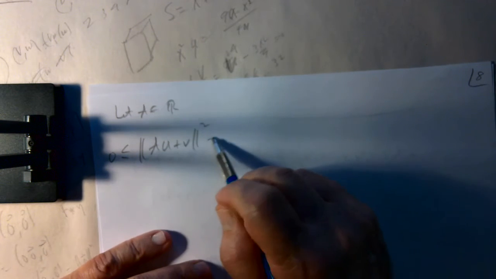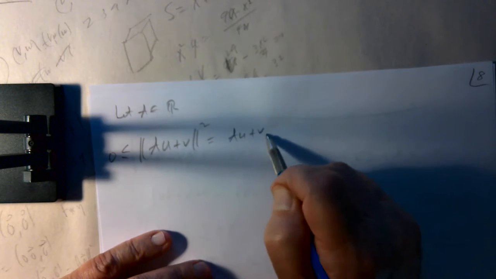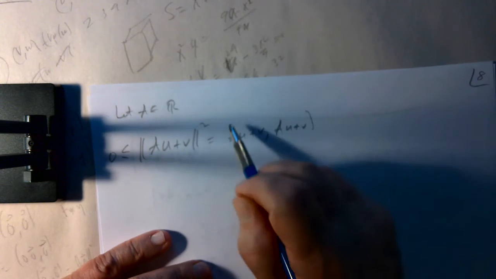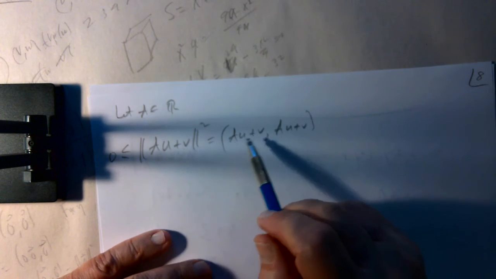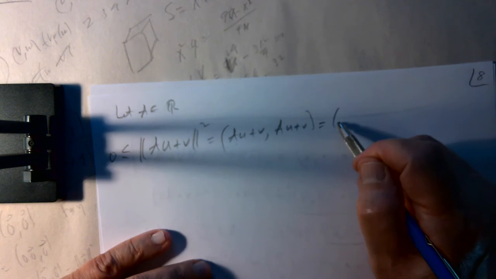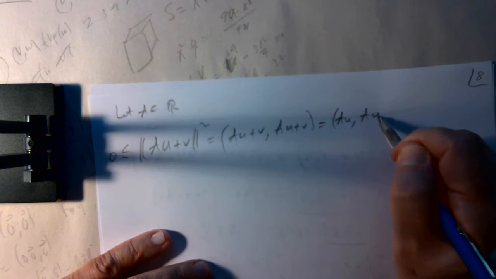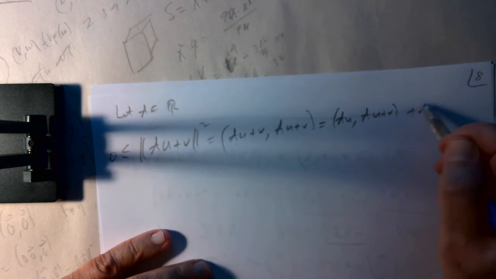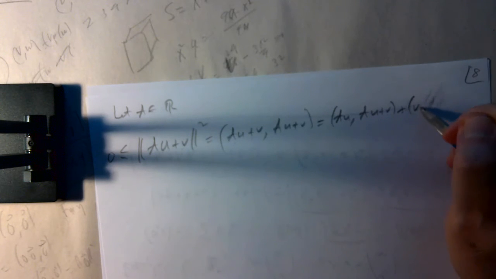But the square of the length of any vector is the inner product of the vector with itself. So it's the inner product of tu plus v with tu plus v. Let's expand that. That's tu plus v times inner product, v inner product with tu plus v.